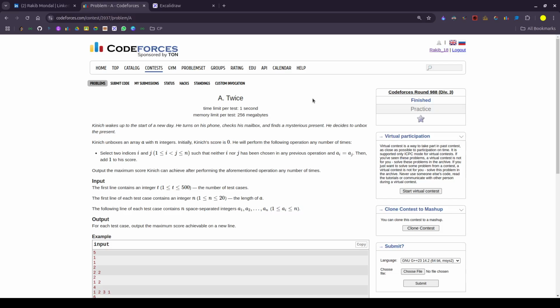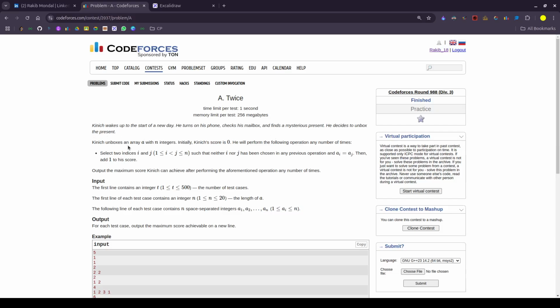So now we are going to solve the A problem of Codeforces Round 988 Div 3. In the problem, it is said that Kinich wakes up to the start of a new day. He turns on his phone, checks his mailbox, and finds a mysterious present. He decides to unbox the present.